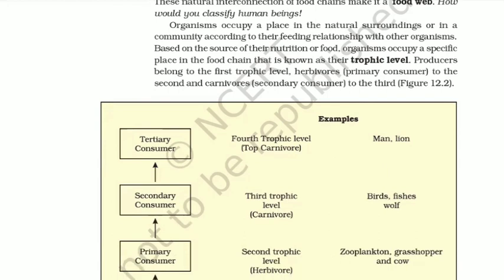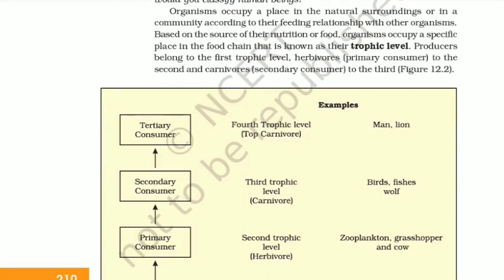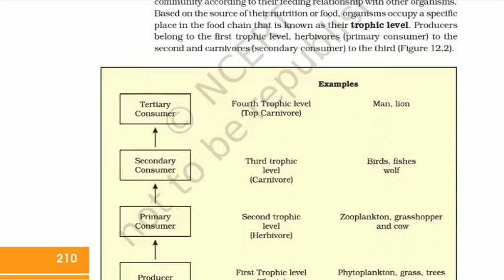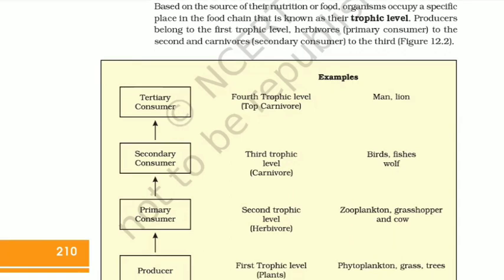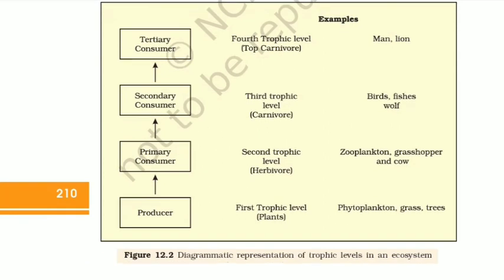Organisms occupy a place in the natural surroundings or in a community according to their feeding relationship with other organisms. Based on the source of their nutrition or food, organisms occupy a specific place in the food chain that is known as their trophic level. Producers belong to the first trophic level, herbivores, that is primary consumers, to the second, and carnivores, that is secondary consumers, to the third. Examples are given over here in the diagrammatic representation of trophic levels in an ecosystem.